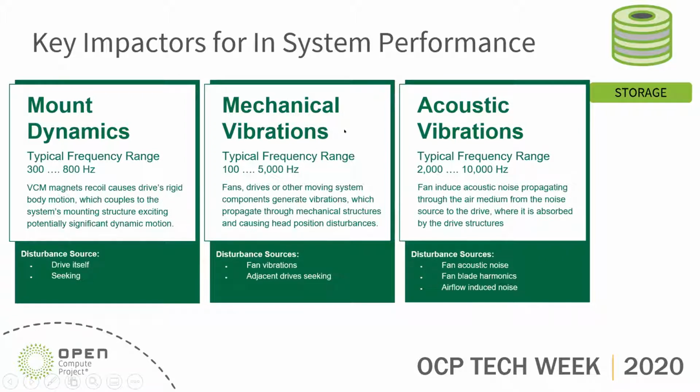Both mount dynamics and mechanical vibrations are visible in the feed-forward sensors. So we have feed-forward compensators, which are pretty efficient. Above 5 kilohertz, we lose correlation between the RV measurement and the tracking error, so the efficiency of the feed-forward compensator goes down. For the acoustic vibrations, there is very little correlation between the measured signal at the accelerometers and the PES disturbance. So feed-forward is not very efficient, and we solely rely on the feedback compensators. In this talk, I'll be mainly covering the mount dynamics category.